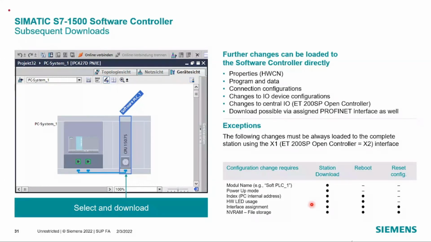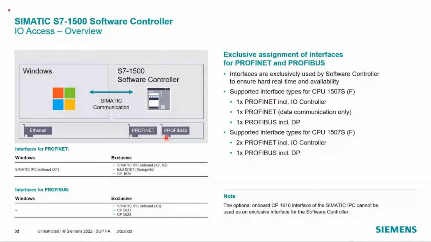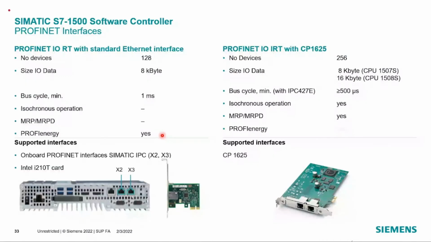Now, from a configuration point of view, you can see on the IPC we have the soft controller as well as the Windows system. On the Windows system we'll have an Ethernet card, and on the soft controller side we'll have a CP card, which could be PROFINET or PROFIBUS, that has to be connected externally. Then you can do Windows functionality on the Windows card, and here you will have PROFINET IO interfaces or maybe PROFIBUS devices connected. The connectivity supports RT as well as IRT functionality. So you can connect up to 128 IO devices to the soft controller. In case of card 1625, you can go up to 256 also.